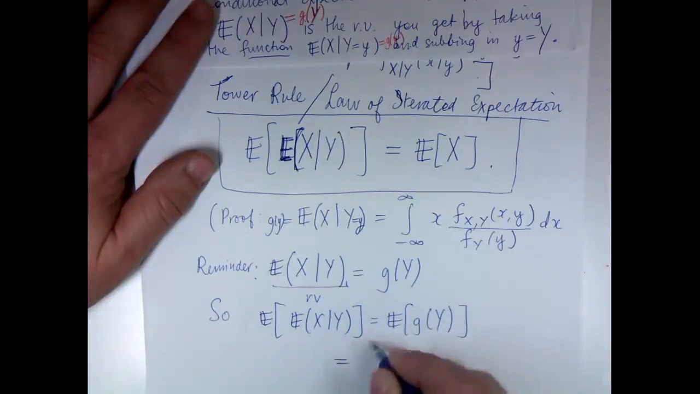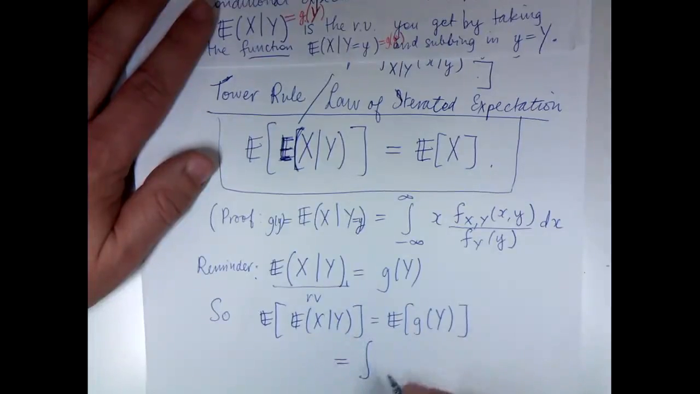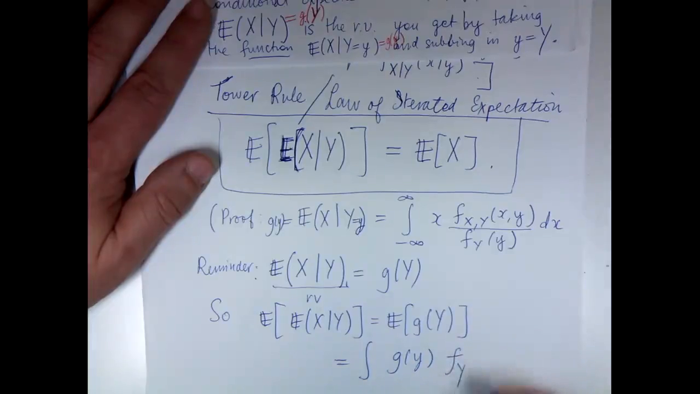You just add up all the, or in this case integrate, all the possible values that it takes, which are g of y, times their density, times the density f_Y of y. You see that? We're doing it with respect to the random variable Y. Y has a density, which is its marginal density.